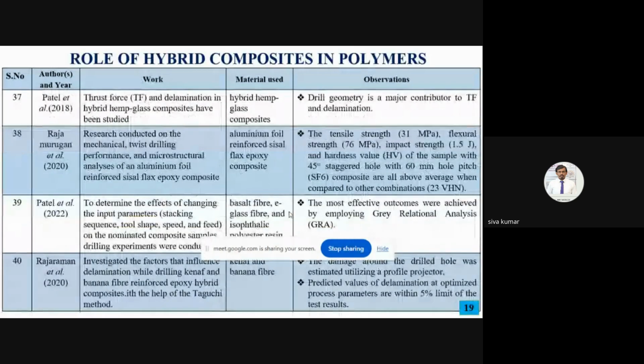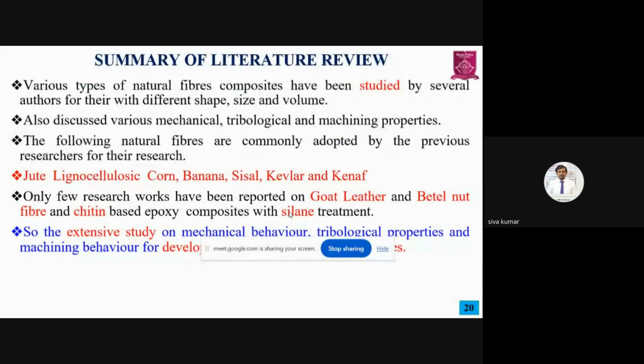These are all my literature. So finally, I concluded from the various studies I have gone through from different authors that many researchers used only different kinds of corn, banana, sisal, kevlar and kenaf. They are not touching this kind of betel nut fiber and leather. So I have chosen goat leather and betel nut for my work.